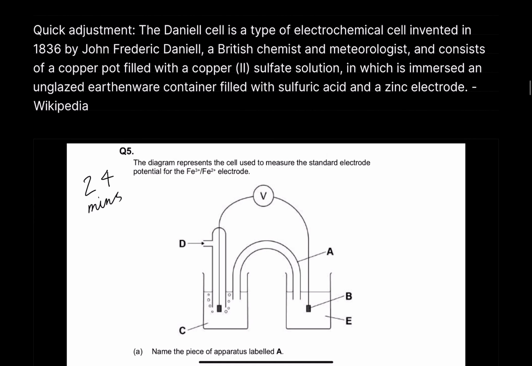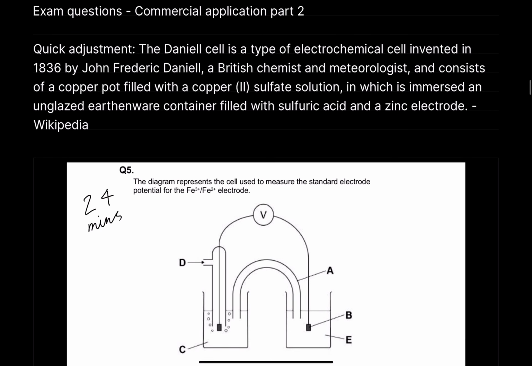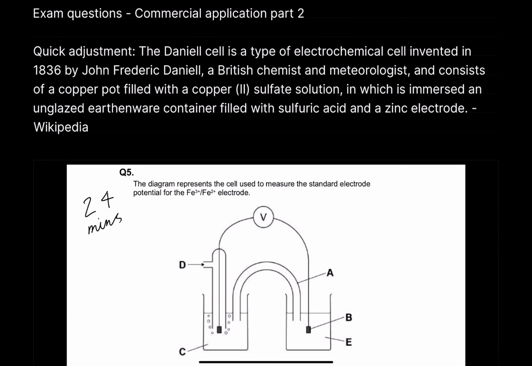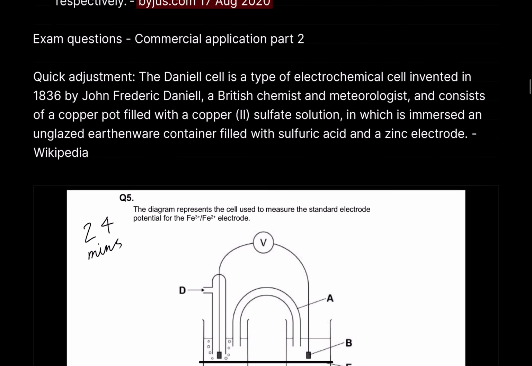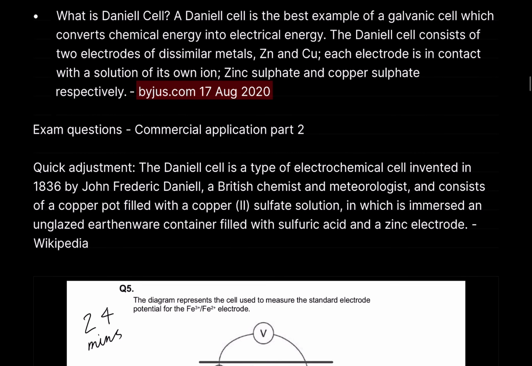The Daniell cell is a type of electrochemical cell invented in 1836 by John Frederic Daniell, hence the name Daniell. He was a British chemist and meteorologist. It consists of a copper pot filled with a copper(II) sulfate solution, in which is immersed an unglazed earthenware container, which I assume is just the porous cup, right? That acts as a salt bridge. It's filled with sulfuric acid and a zinc electrode. I got that information from Wikipedia. So just a bit of information. The copper pot is acting as your anode, and your zinc is acting as your cathode.